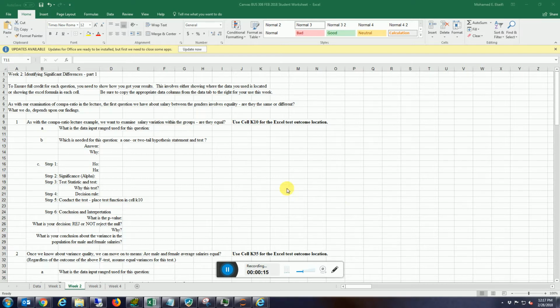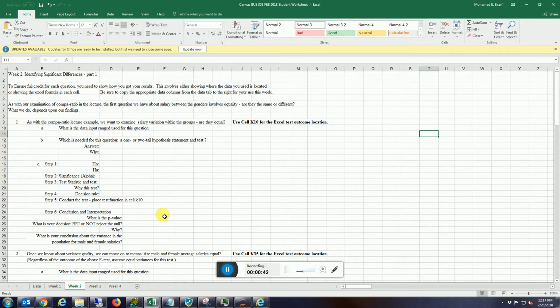So if you go to your Excel spreadsheet and click on the tab that says week 2, let's look at what we have to do here. Now we're going to examine the salaries some more and look at any differences between gender, and also we'll look at the impact of education with the data we have. So let's start with question 1.